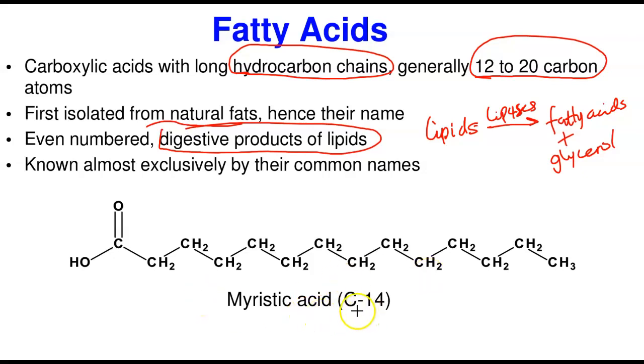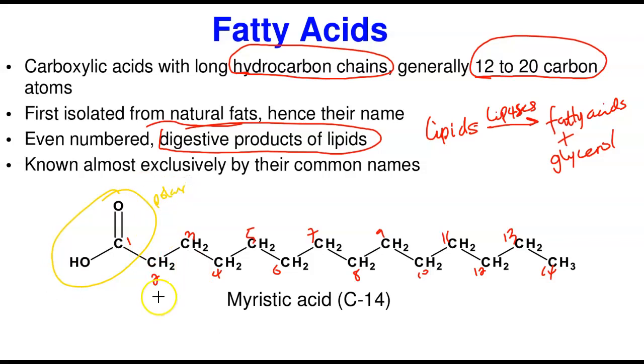This is C14. So if you count it, 1, 2, 3, 4, 5, 6, 7, 8, 9, 10, 11, 12, 13, 14. Of course, remember, I'm going to use a different color. This is the carboxylic acid group, and this carboxylic acid group is actually a polar functional group. But you see the rest of this hydrocarbon chain is usually non-polar. We're still going to talk about this much more later. So this is myristic acid. Myristic acid is a fatty acid that has what?